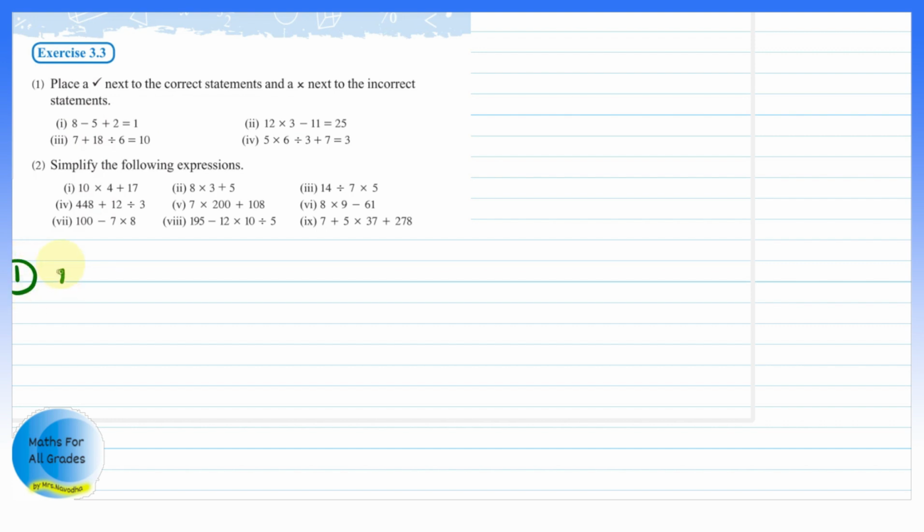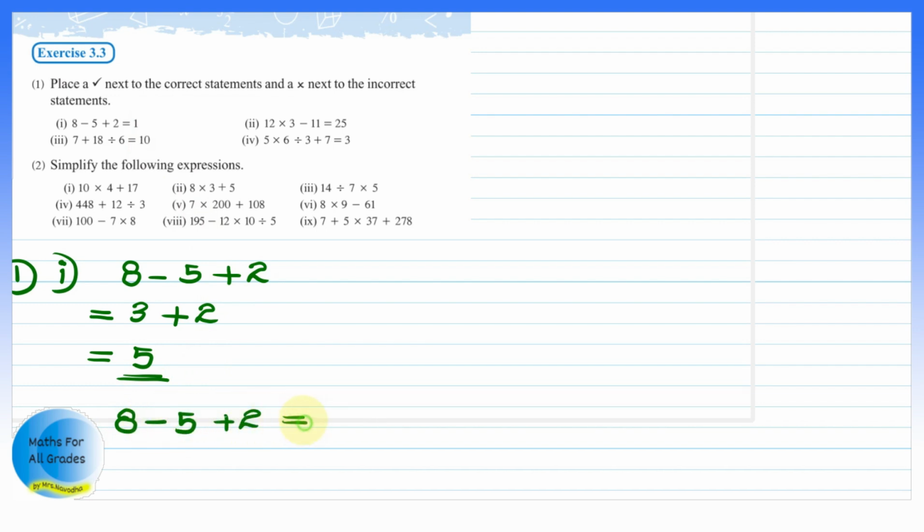Question number 1, row number 1. Let's write down the expression 8 minus 5 plus 2. Now we know we should start from the left. 8 minus 5 equals 3. 3 plus 2 equals 5. So the answer is 5. But here they have given the answer is 1. So this statement is incorrect. Now let's write down the statement. 8 minus 5 plus 2 equals 1. This is the statement that they've given to us. And this statement is wrong.